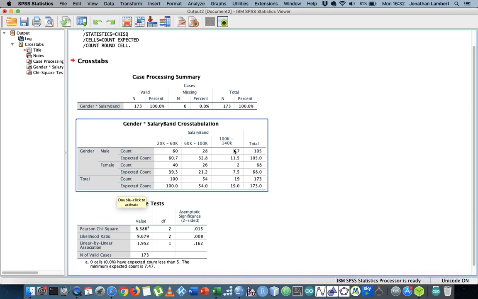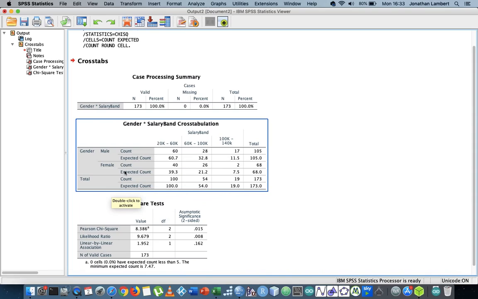Okay, so the question is, are these observed frequencies what we'd expect if there was independence between gender and salary band? And there's a formula for doing that calculation, and I have a video online on YouTube on how to undertake a chi-squared test of independence by hand. But what SPSS is saying is that of the 105 males, we'd expect to see 60.7 males in the first category. We've seen 60, so that seems to be balanced enough. We'd expect to see 32 in the second category. We've seen 28, so that's pretty close, albeit we'd expect to see more males. And finally, we'd expect to see 11.5 males in the third category. We're seeing 17. So we're seeing more males in the higher salary bands than what we'd expect.